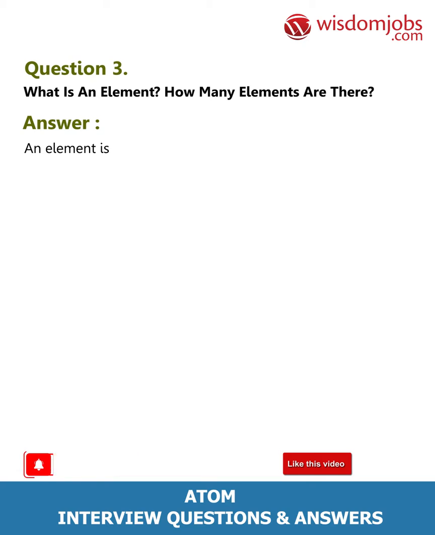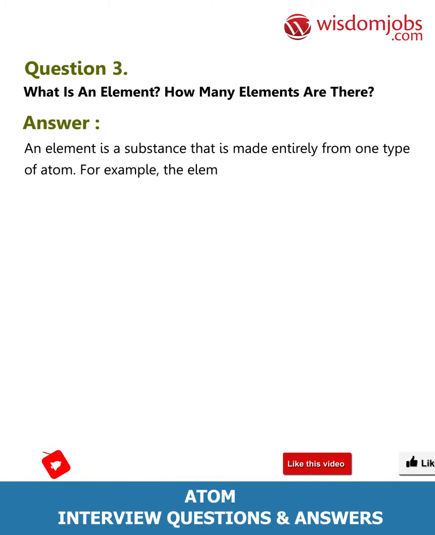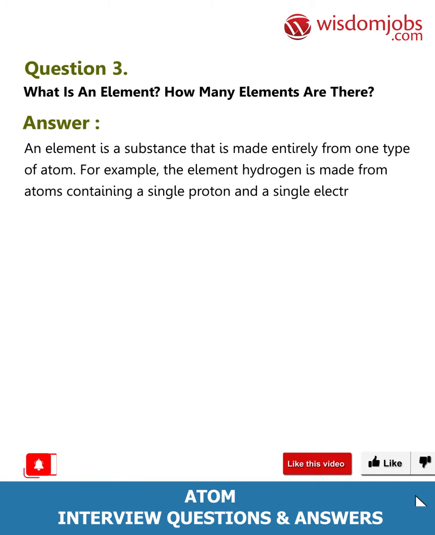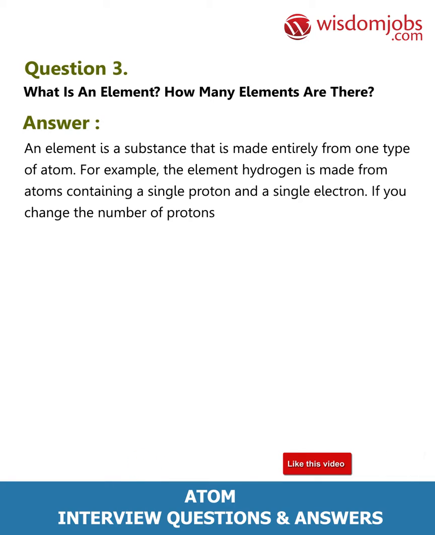Answer. An element is a substance that is made entirely from one type of atom. For example, the element hydrogen is made from atoms containing a single proton and a single electron. If you change the number of protons an atom has, you change the type of element it is.